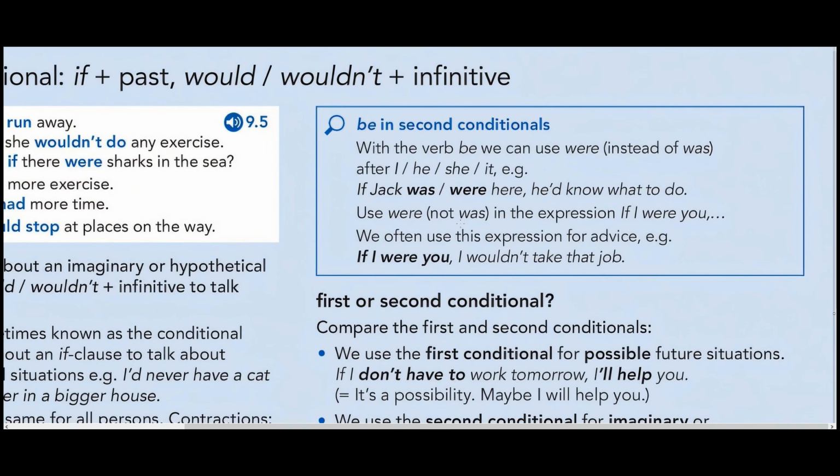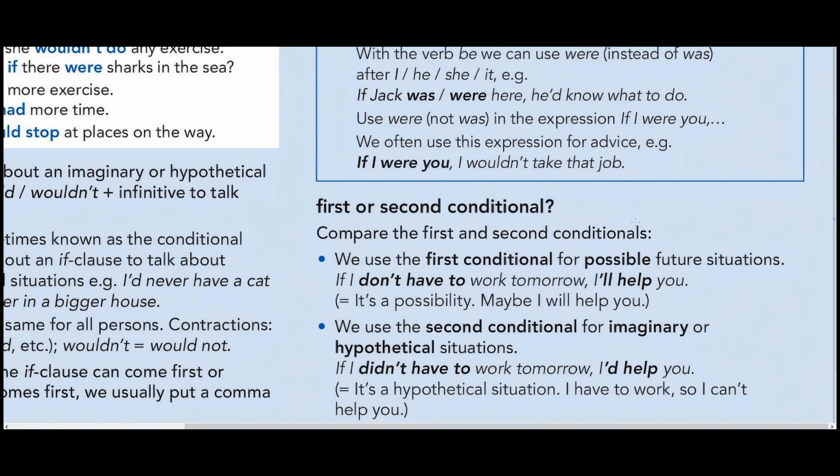Используйте were, а не was в выражении «если бы я был тобой». Или по-другому, как мы можем сказать, «на твоем месте я бы то-то, то-то». Вот. Мы обычно используем это выражение для совета. Например, «если бы я был тобой, если бы я был на твоем месте, я бы не принял ту работу». Вот именно в этом выражении у нас всегда идет were. If I were you. Это отдельно запомнить.